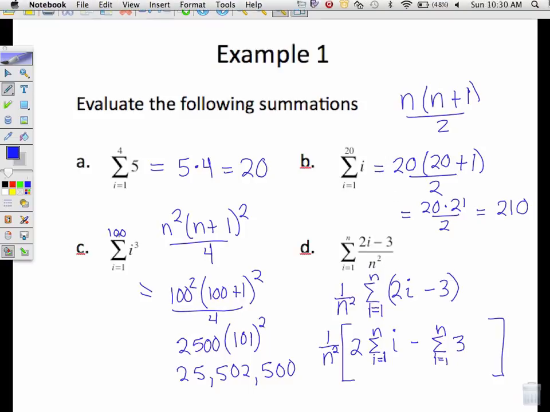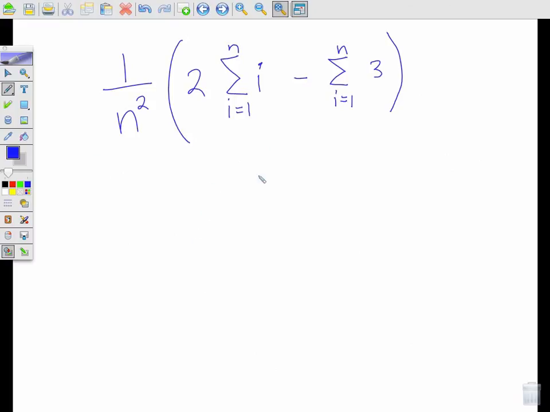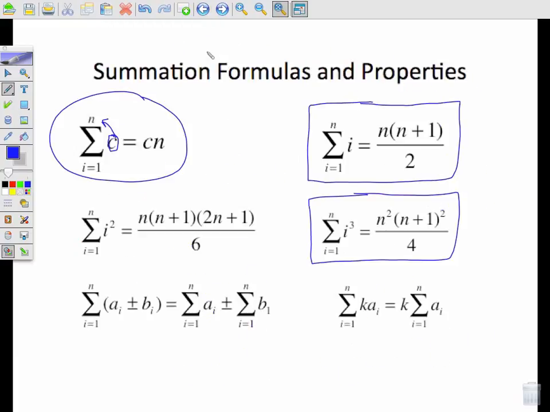So then here's what we will have. I went ahead and copied this over to another page, and what we're going to do is try to evaluate this. So this is 1 over n squared. This is just 2 times, and when I multiply here, the formula for the summation of i is n times n plus 1 all over 2. Then minus the summation here would be 3 times n. So I'm just, again, substituting what I know from the list of formulas that are right here. So I just use this one and this one.